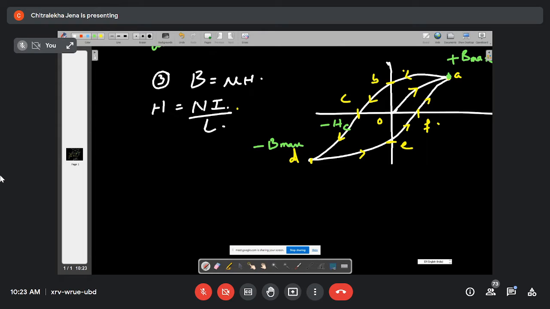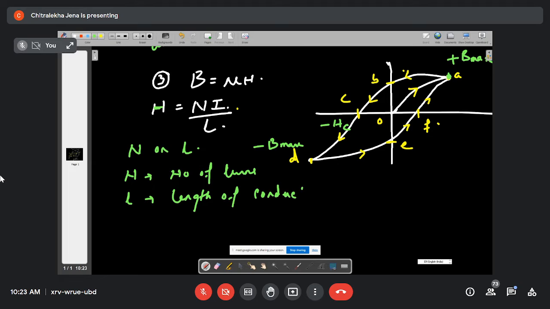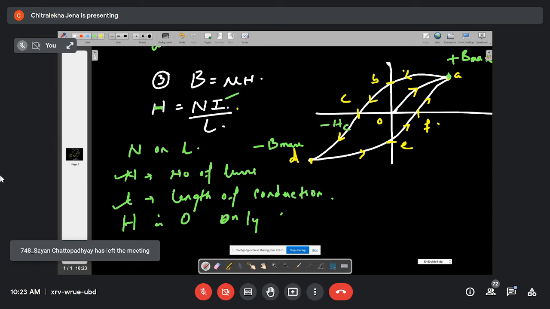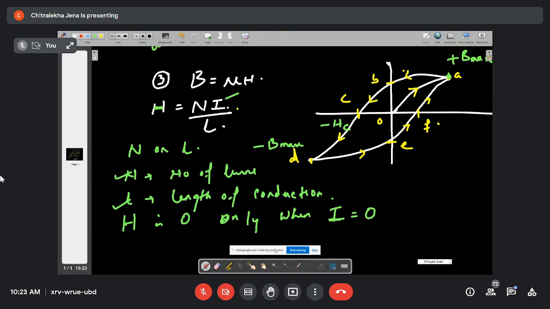when your H is equal to 0, tell me, neither N nor L. N is what? N is your number of turns, right? And what is your L? L is your length of the conductor. Understood or not? So when a magnetic material is having N number of turns, L is the length of the conductor. H will only be 0 when current is equal to 0. H is 0 only when I is equal to 0. Yes or no, tell me. Okay. Yes, ma'am.